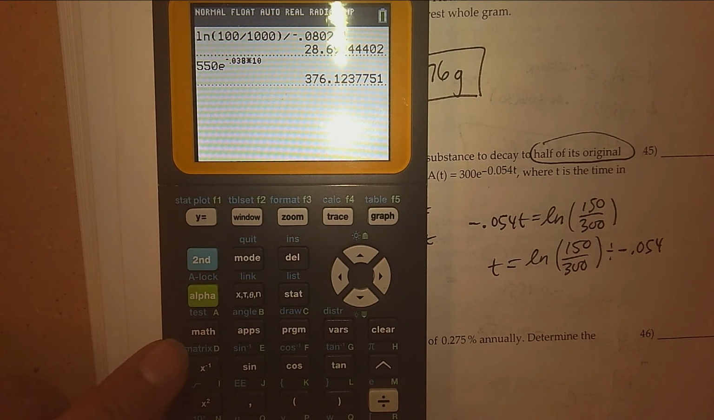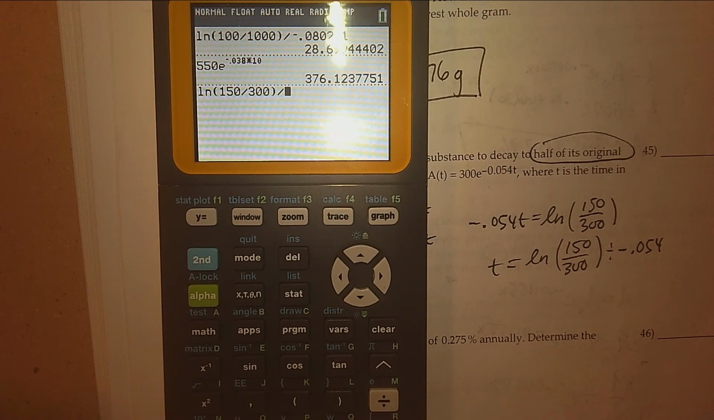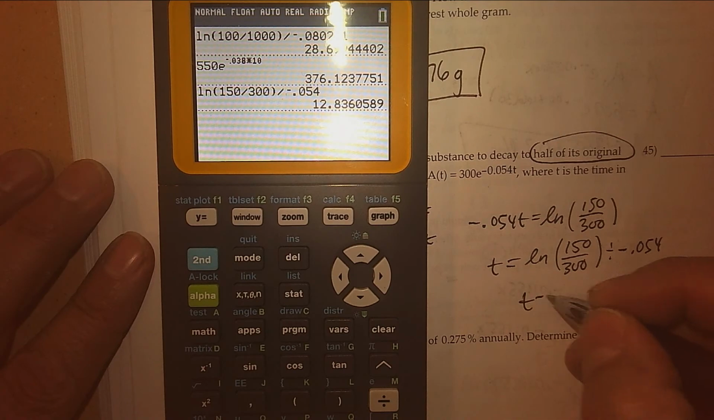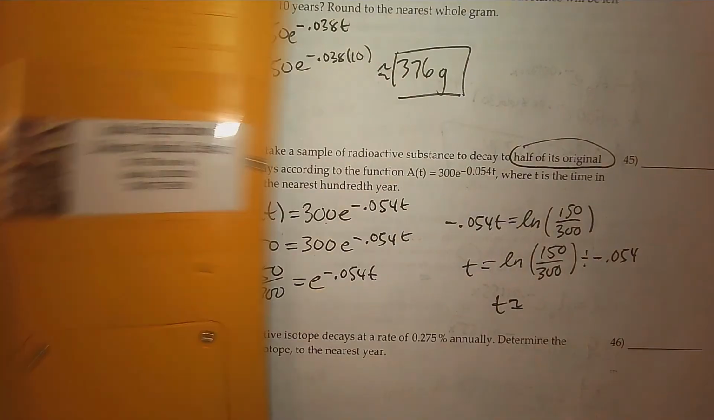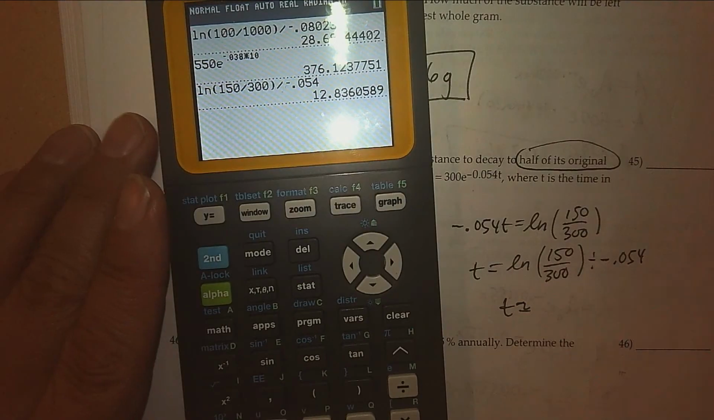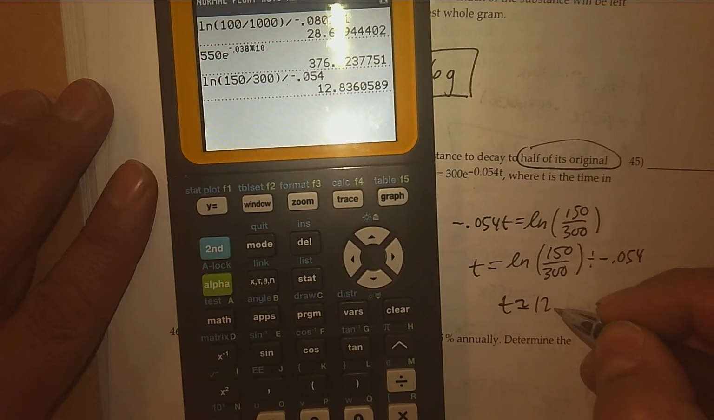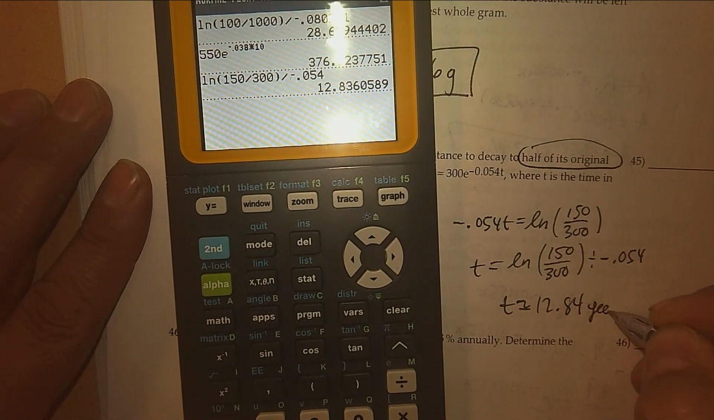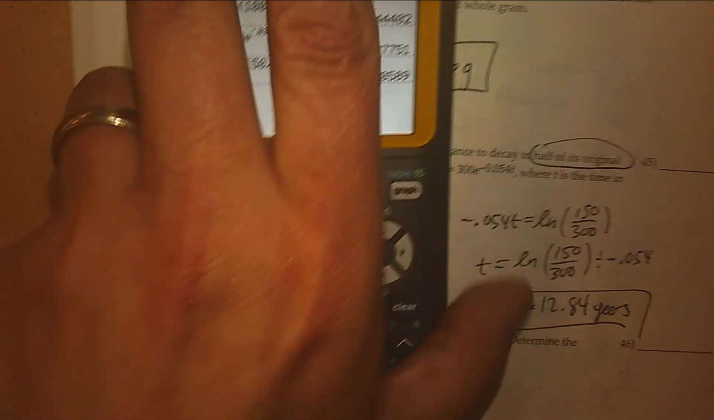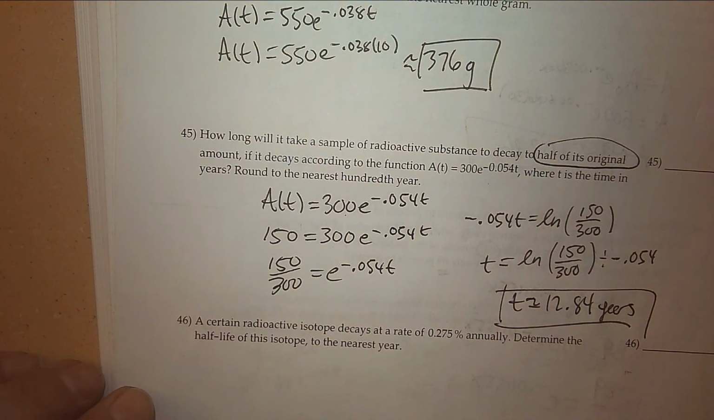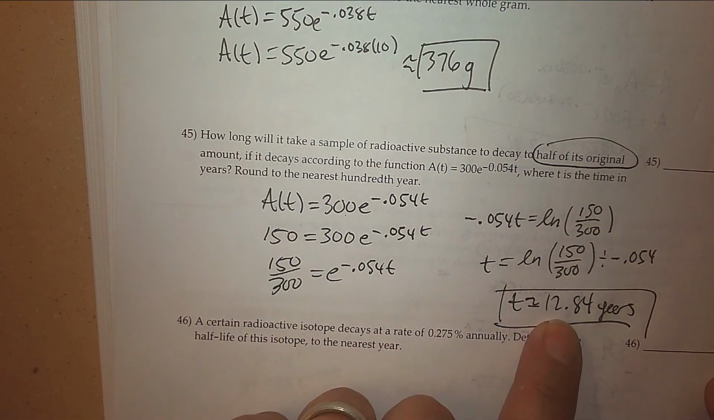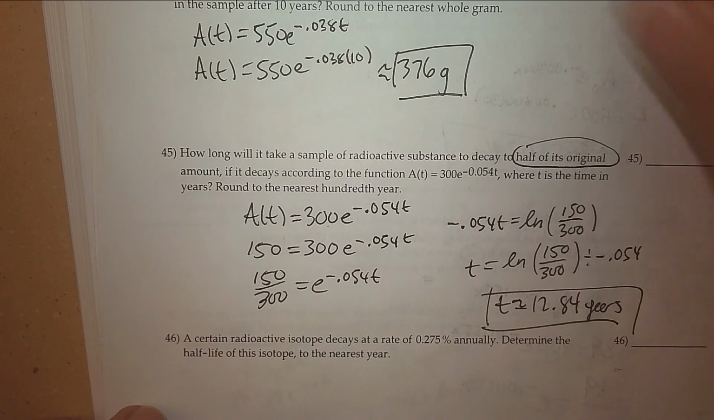So we have ln 150 divided by 300 divided by negative 0.054. So how many years? And it says, does it say how to round? To the nearest hundredth of a year. So that's two numbers after the decimal. That's 12.84 years. So how long would it take to become half its original size using this model? 12.84 years.